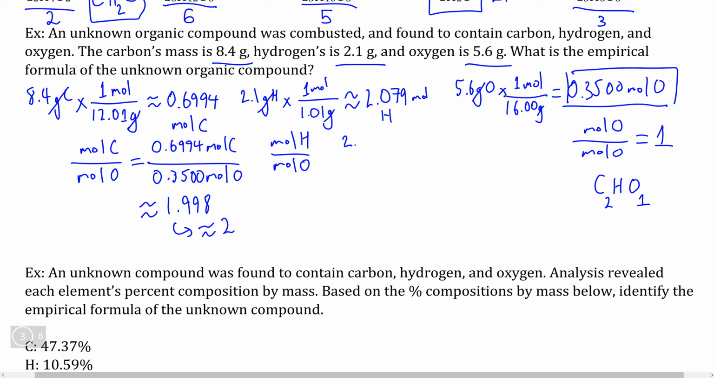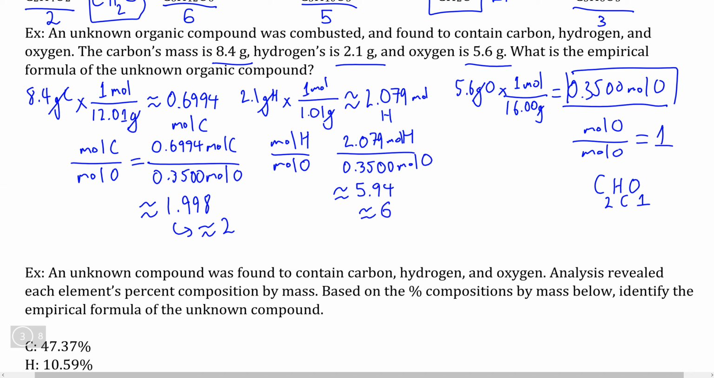So again, 2.079 moles of hydrogen, and we're going to divide that by our moles of oxygen, 0.3500 moles of oxygen. And if you put this into your calculator, this comes to approximately 5.94. Again, 5.9. I think we can safely round this up to 6.